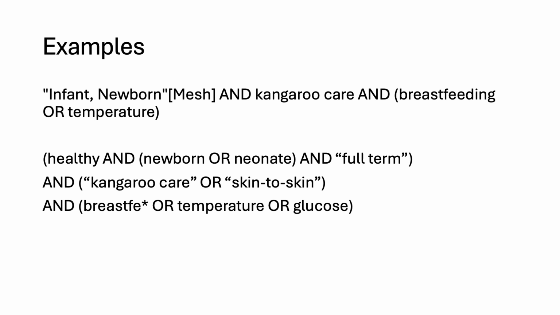Next, we also want all of our search results to include either kangaroo care as a phrase or skin to skin as a phrase. And finally, we want breastfeeding, temperature, or perhaps glucose as our outcomes. You can see I use that truncation for breastfeeding, so it could be breastfed, breastfeed, breastfeeding, anything like that. So that's one that I might use in CINAHL because it uses those additional search techniques. And again, I could really change all of this up depending on which subject headings are working well for me, how many outcomes I want to try and include in the search, and any number of other results based on what we see coming up in our search results.